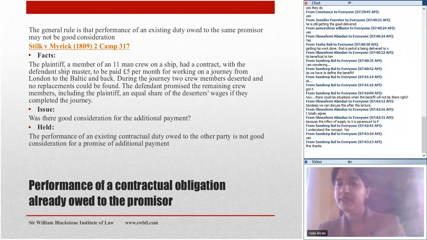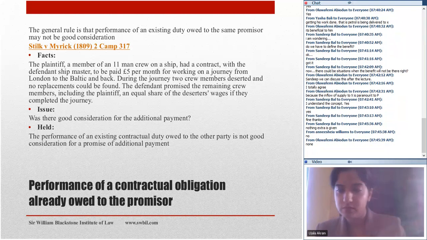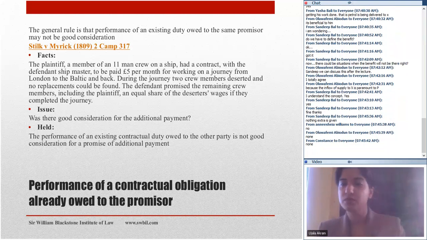You have to think about what I have given you in return for that promise. We all agree that when we made our first promise, there was a clear benefit and detriment. But for the next promise that I'm trying to enforce, is there any benefit that I have given you? No. Yeah, a lot of you are saying no. And that is the general rule here.